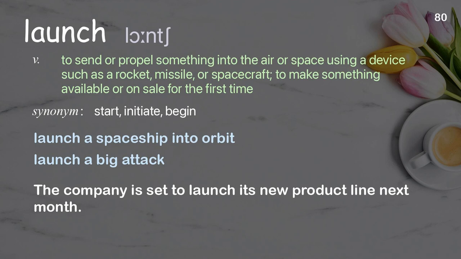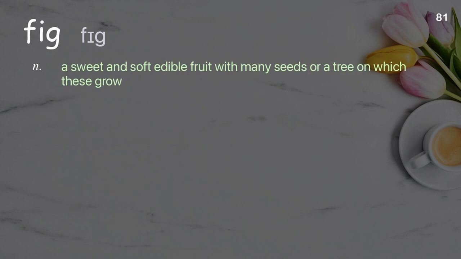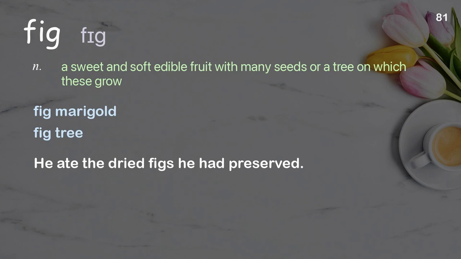Fig: A sweet and soft edible fruit with many seeds or a tree on which these grow. Examples: Fig marigold, Fig tree. He ate the dried figs he had preserved.